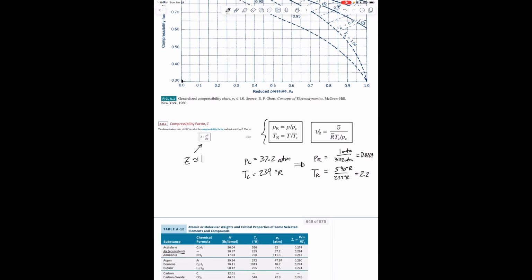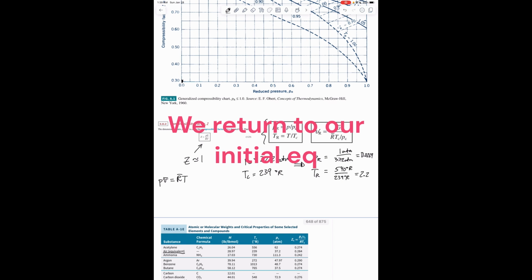So what does that mean? Well, if we plug the 1 into this equation, we get the following equation. It looks really simple, right? This is exactly what we had earlier, the ideal gas law. What this is saying is the ideal gas law is a very valid assumption, because with a Z factor of 1, we return to our initial equation.